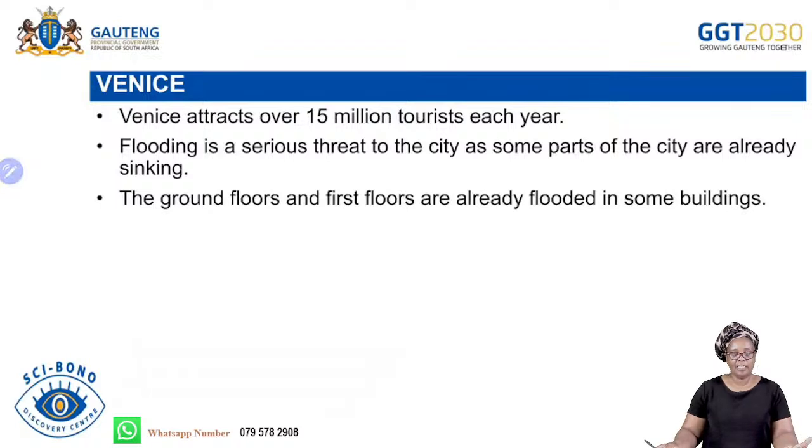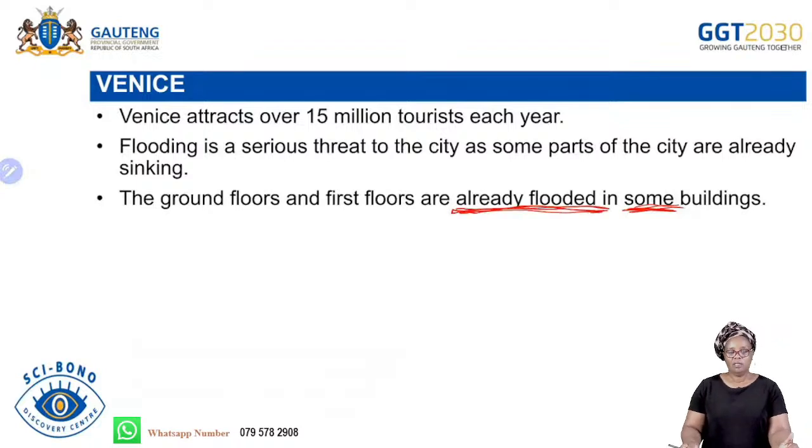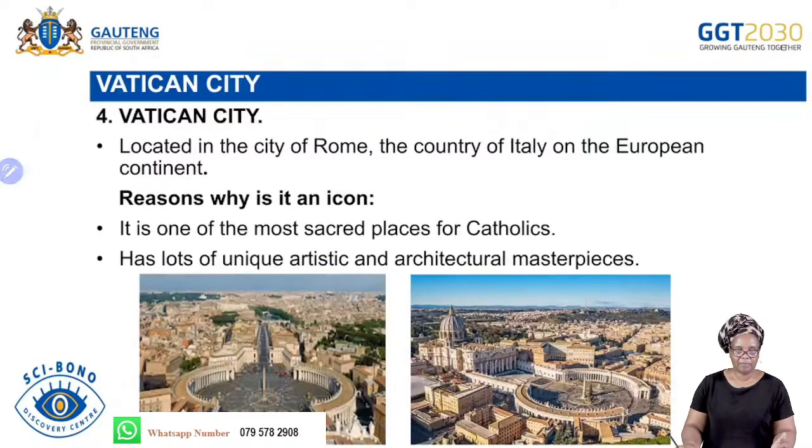It is said that the ground floors and the first floors are already flooded in some buildings, not all, but in some buildings. So it means they are no longer in use. So this is our icon, Venice.